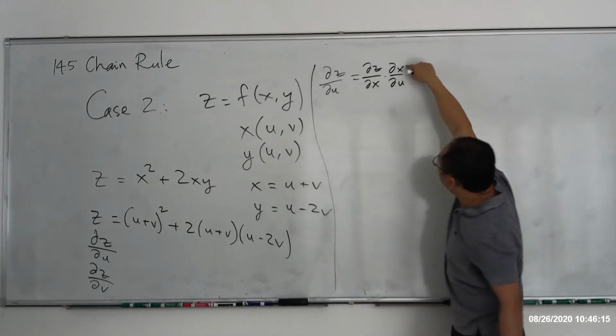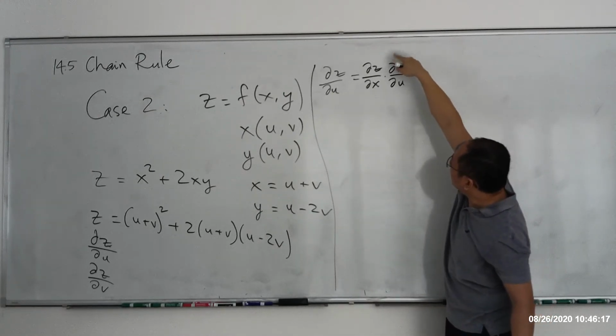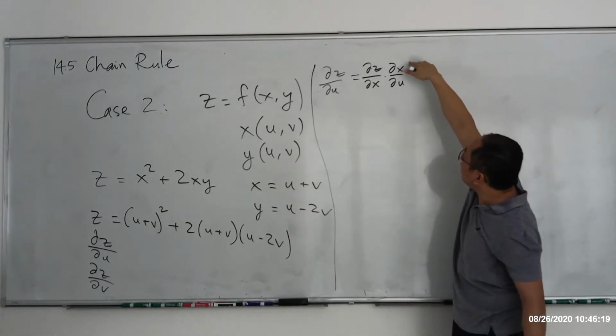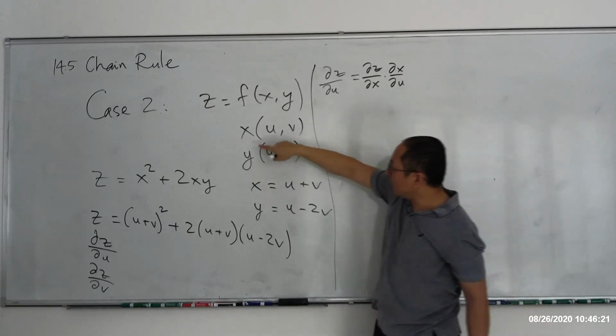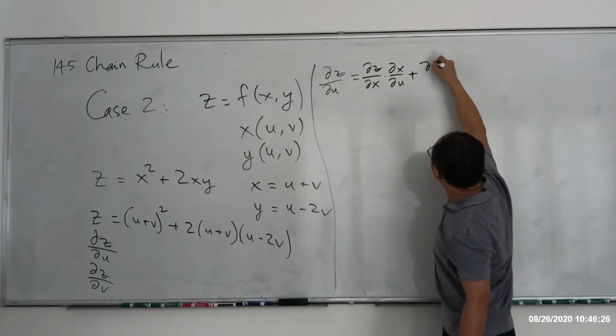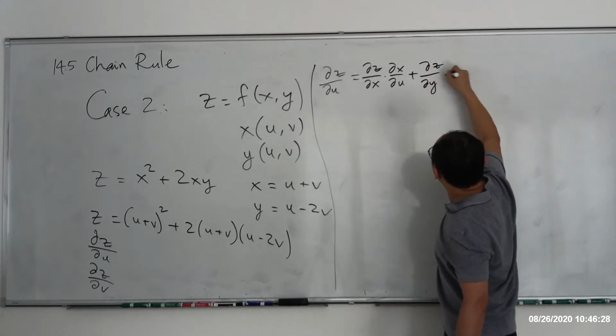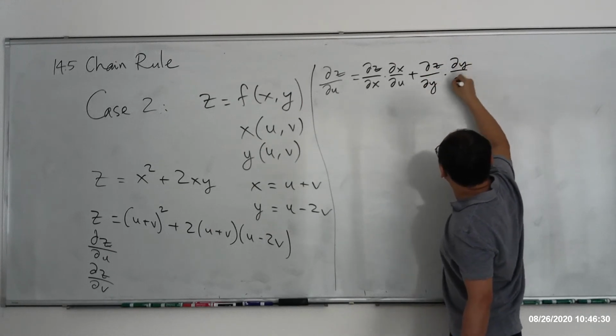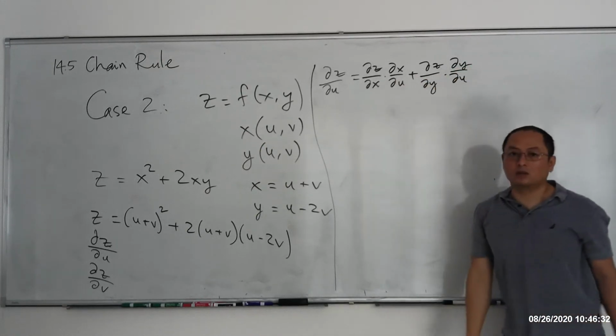You guys see, pay attention to the notation right here. I don't write the straight d anymore. It's going to be the partial derivative of x with respect to u, because now x is a function of two variables. Plus dz over dy times dy over du. Okay? Now I got dz over du.